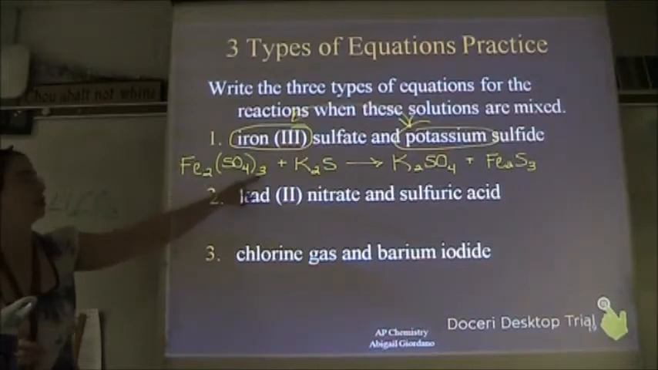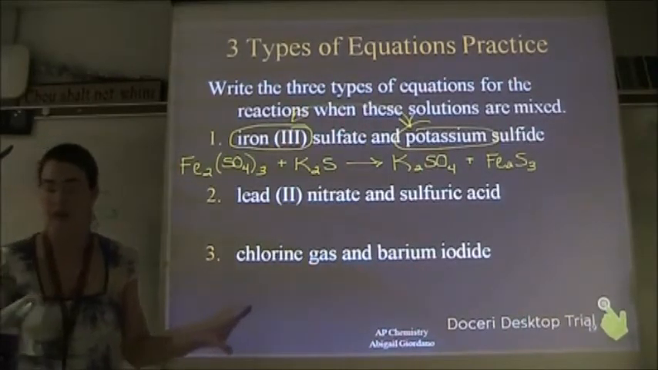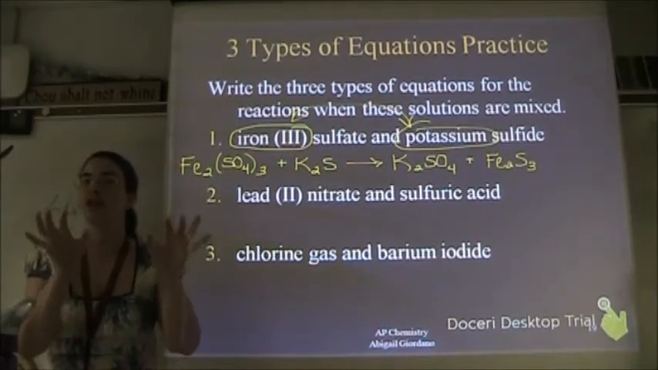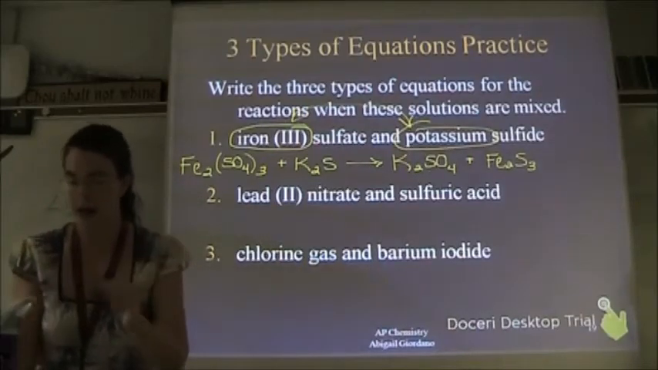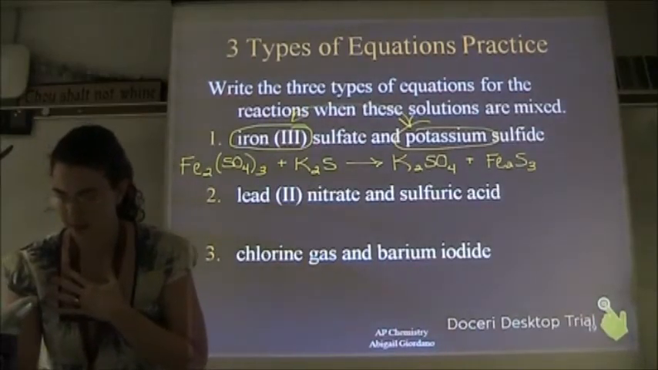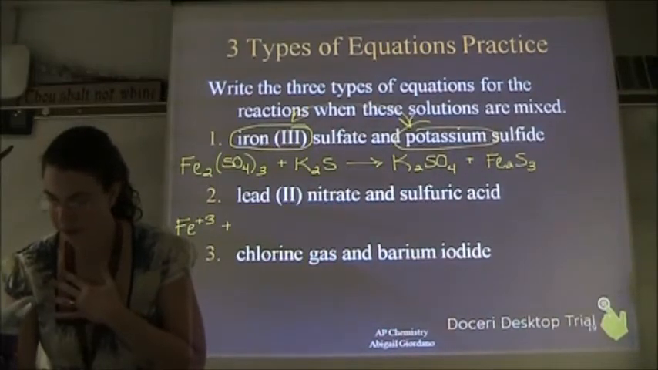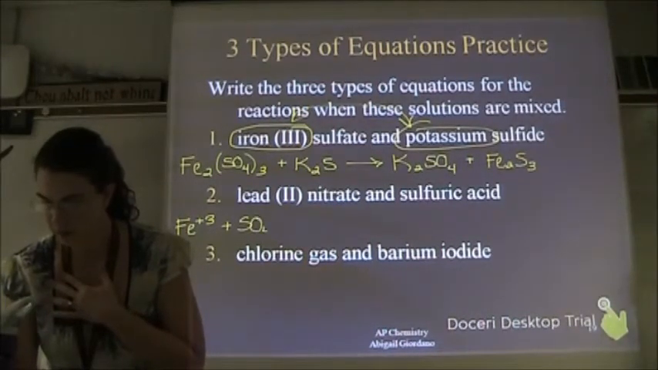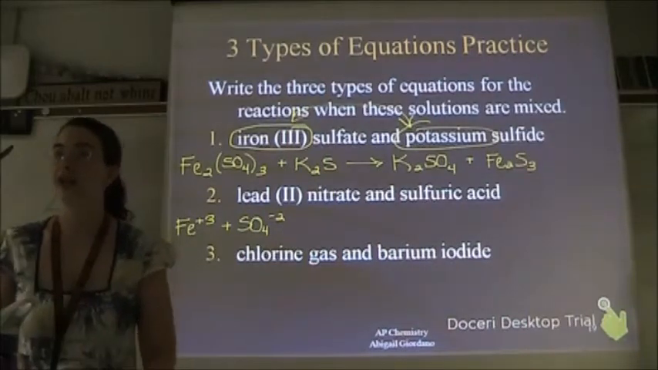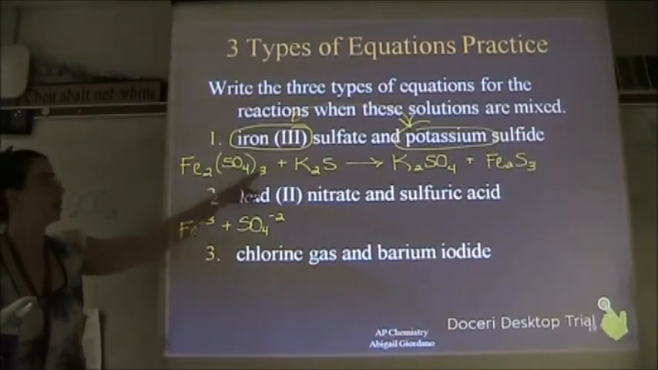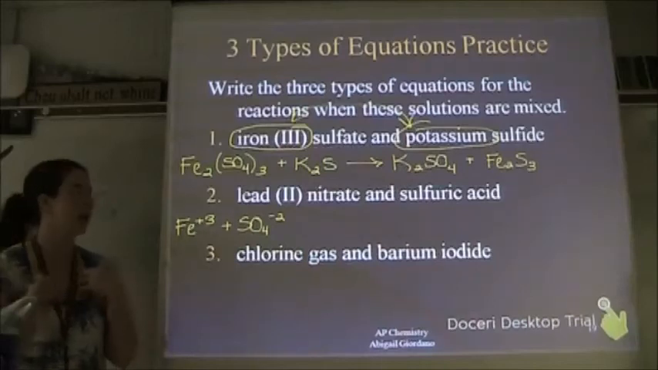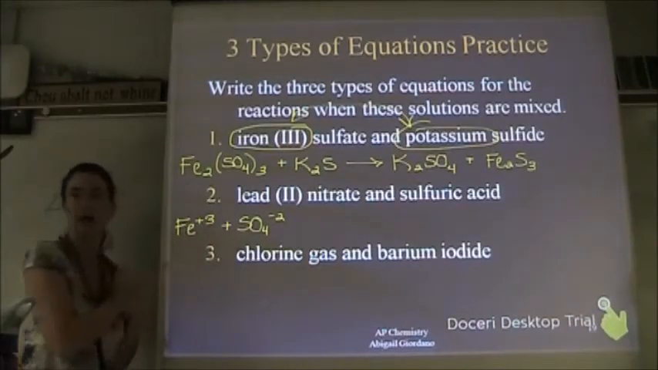Okay, now guys, watch carefully what I'm going to write on the next line here. I am going to completely ignore those subscripts. I'm going to write just the bare ions. So iron with a +3 charge. Sulfate has a -2 charge. I'm completely ignoring those subscripts. All I care about is what are the ions.